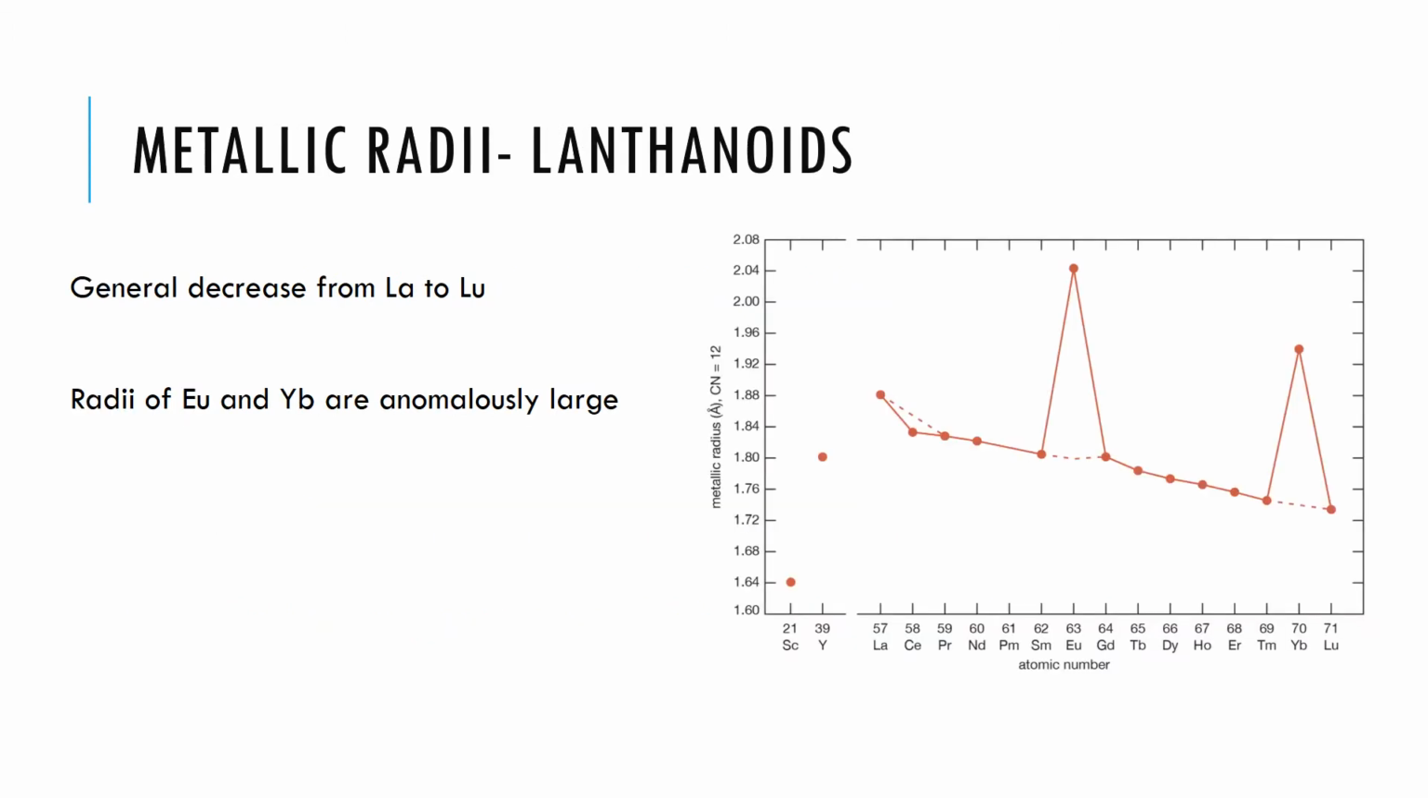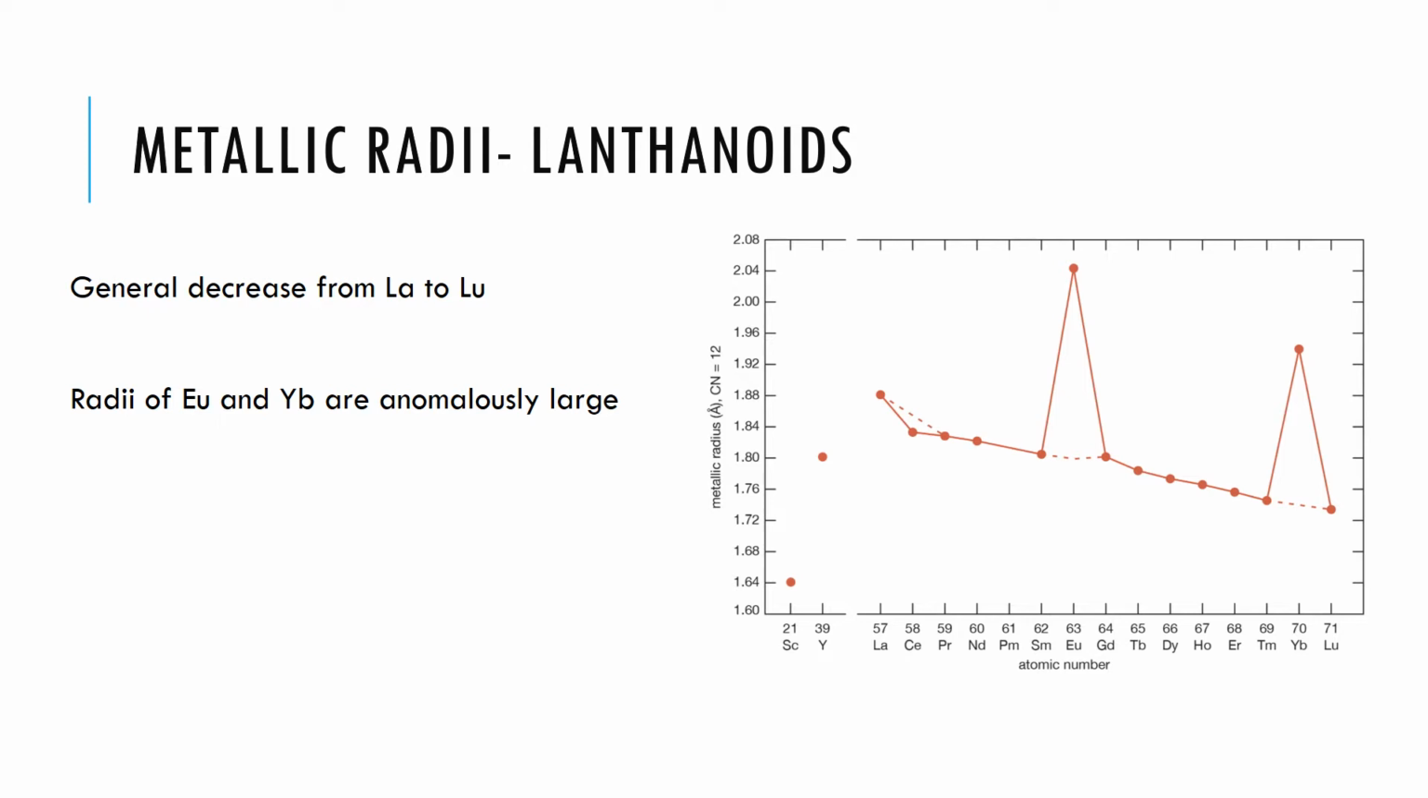Now, if you look at the metallic radii for the lanthanoids, you will see that by and large, there is a general decrease in metallic radius as we go from lanthanum through to lutetium. So I show you on the right there the atomic number, starting at scandium, so in the transition series, then through lanthanum, and finally ending up on lutetium. As I said, the general trend is a decrease in metallic radii.